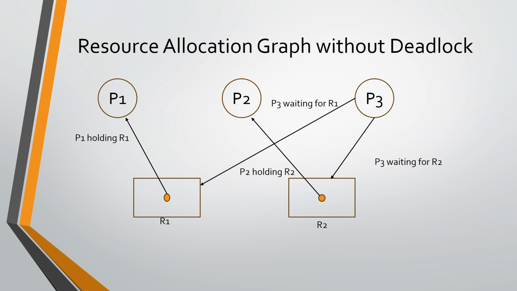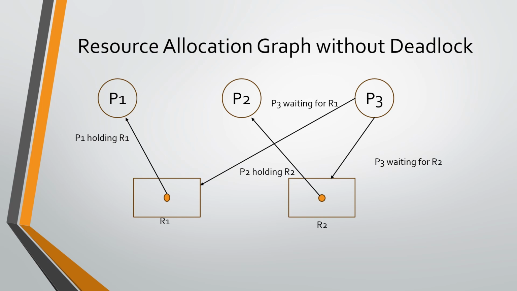Another example, for a resource allocation graph without deadlock. Here, P1 and P2 are acquiring resources R1 and R2, while P3 is waiting for both the resources R1 and R2. In this example, there is no deadlock because there is no circular dependency. So a cycle in single instance resources is a sufficient condition for deadlock.